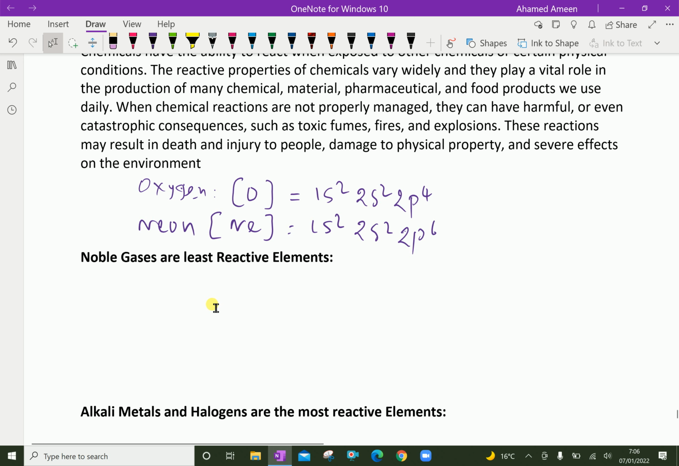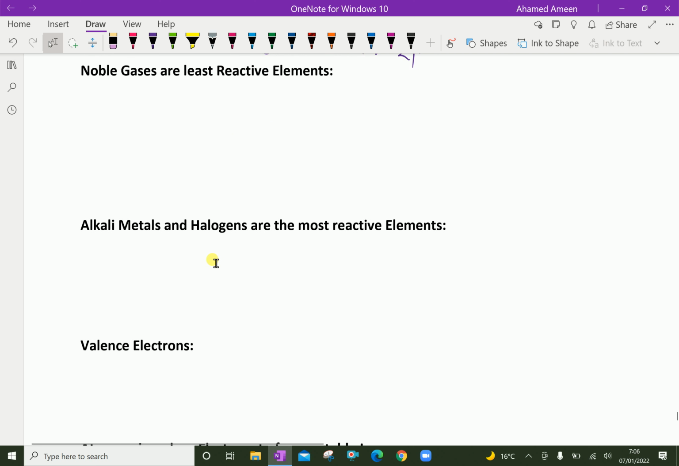Next, alkali metals and halogens are the most reactive elements. Based on the octet rule, an atom whose outer s and p orbitals do not match the electron configuration of a noble gas will react to lose or gain electrons, so that the outer orbitals will be full. This prediction holds true for the alkali metals, which are some of the most reactive elements.